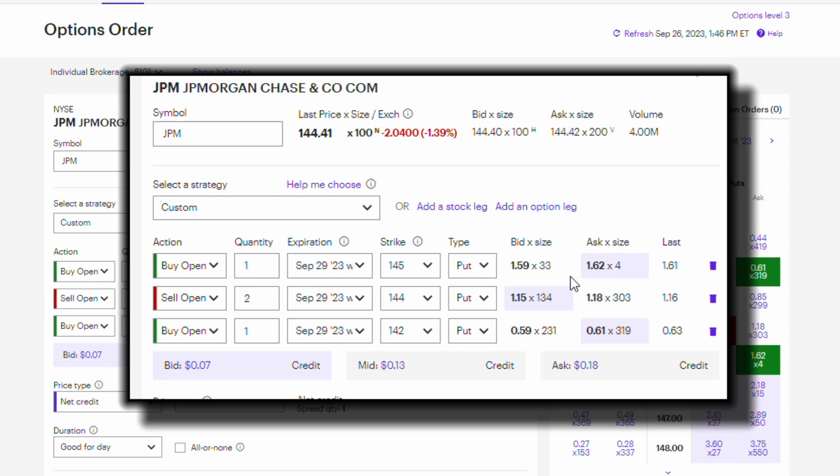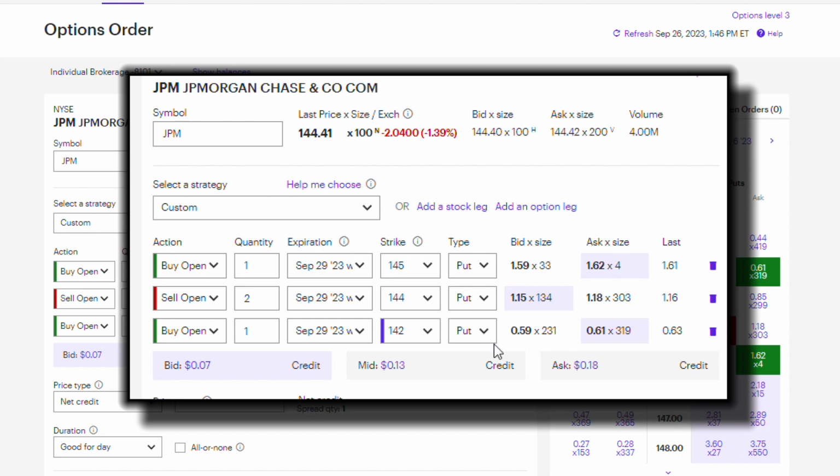$1.61. Next, I'm going to sell open two at the money puts, which is going to bring in around $1.26 or $1.27 per share each. And then lastly, I'm going to buy open one more out of the money put that's double the distance from the short position than the first put. And as you can see, this one is going to cost around 60 cents.